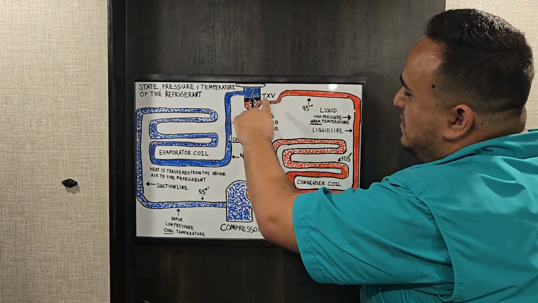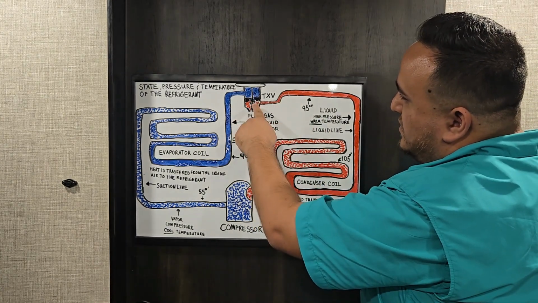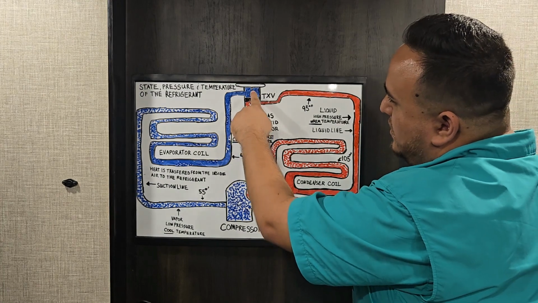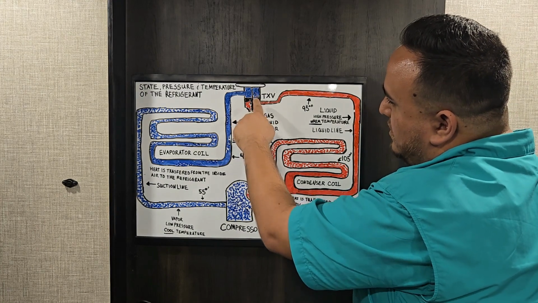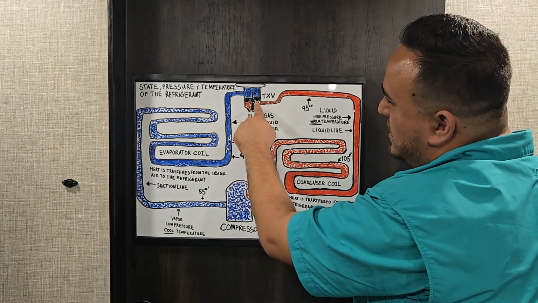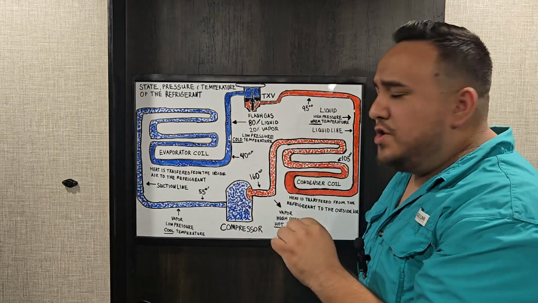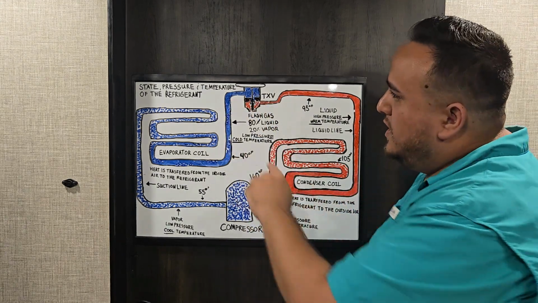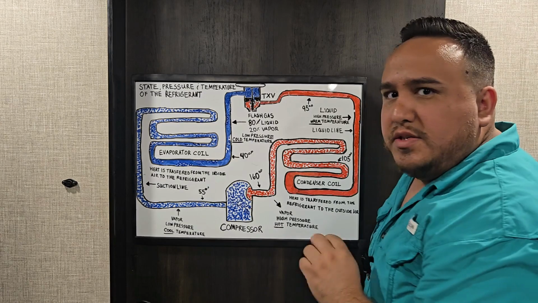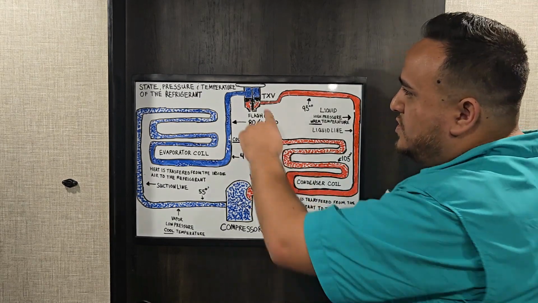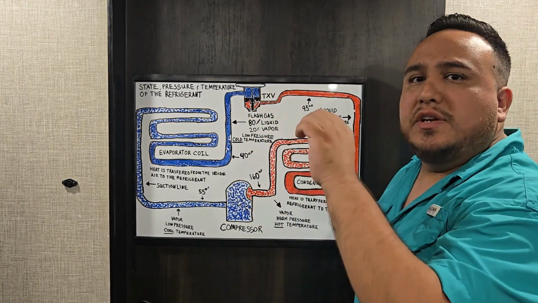So now as it goes into my TXV, there's a type of little spring action going on here that is allowing just a small amount of refrigerant to travel through. It's still traveling in a state of liquid, but it's dropping pressure, and it's dropping temperature. So that's what my TXV does. It drops pressure, it drops temperature.